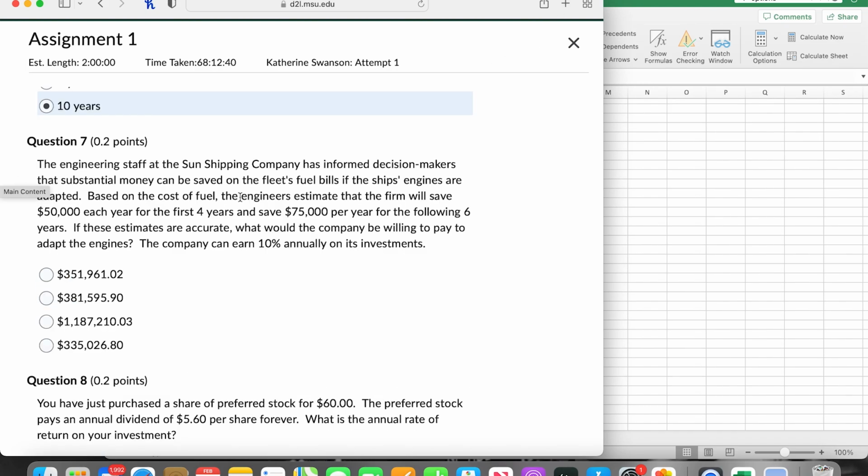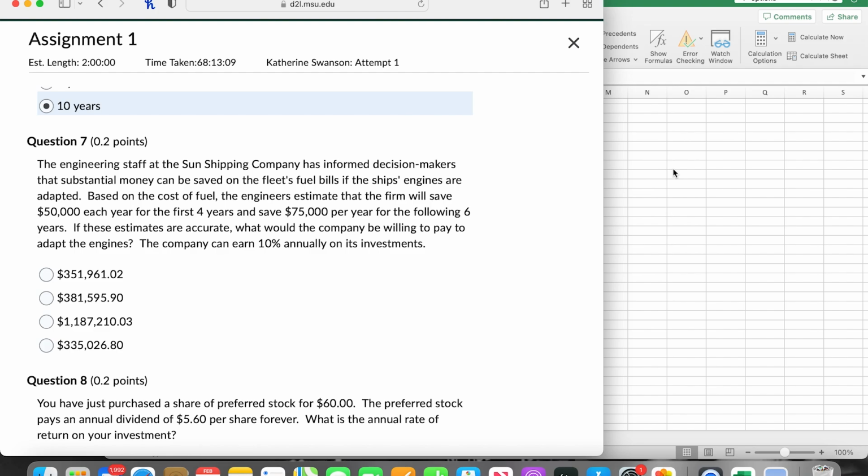7. The engineering staff at the Sun Shipping Company has informed decision makers that substantial money can be saved on the fleet's fuel bills if the ship's engines are adapted. Based on the cost of fuel, the engineers estimate that the firm will save $50,000 each year for the first 4 years and $75,000 per year for the following 6 years. If these estimates are correct, what would the company be willing to pay to adapt the engines? The company can earn 10% annually on all of its investments.